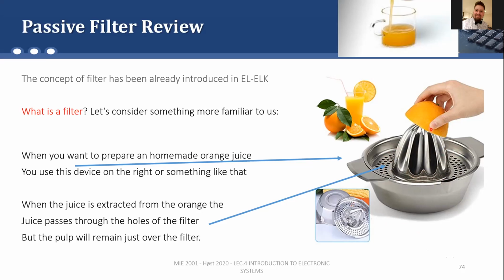When you press the orange toward this object, the juice will come out. The juice will pass through the holes, but the holes will retain the pulp. The orange pulp will not go through the holes and will get stuck here. So this is a kind of filter. It lets the juice pass, but it stops the pulp, which remains all over the filter.